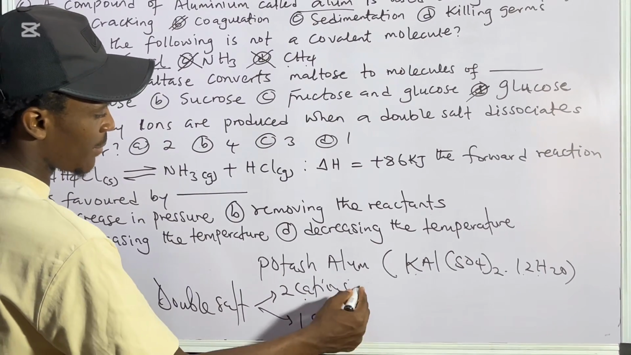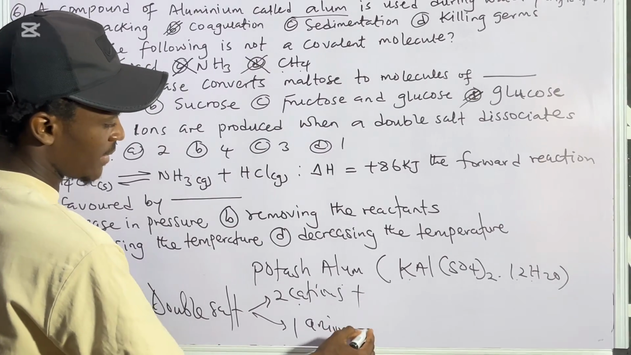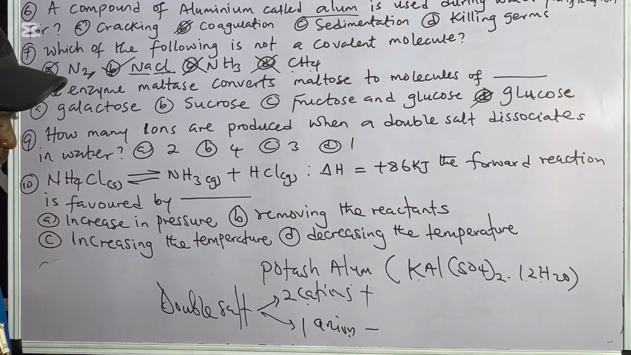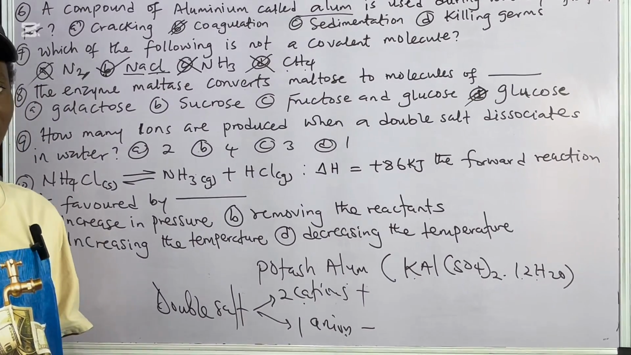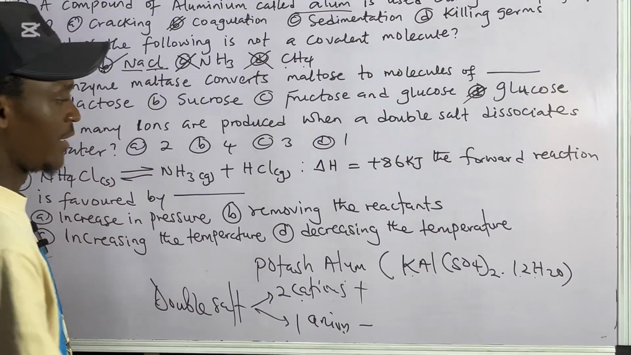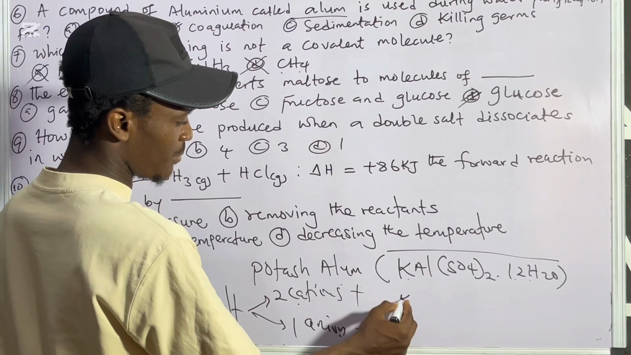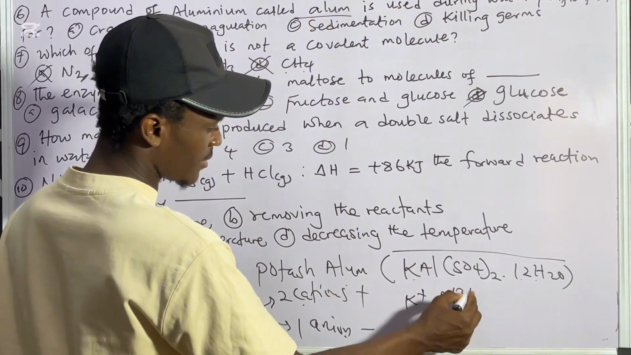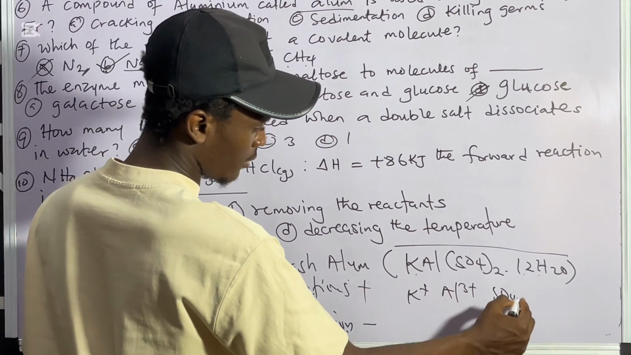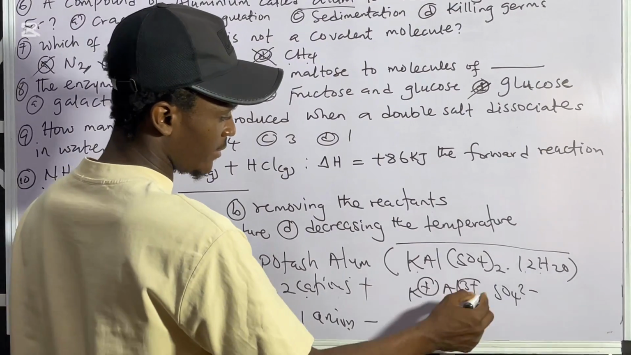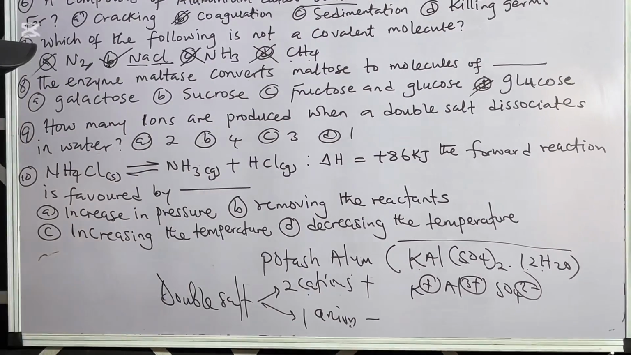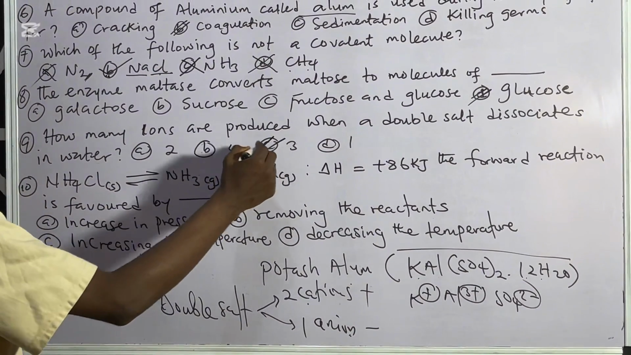Remember that the cations, they are positively charged, while this one is what? Negatively charged. So if you combine 1 plus 2 will give a total of how many? 3 ions. Even judging from this compound here, which is the potash alum, if I dissociate this, it is K plus, Al3 plus, and what? SO4 2 minus. So how many ions are here in total? There are 3 ions. So the correct answer is option C.